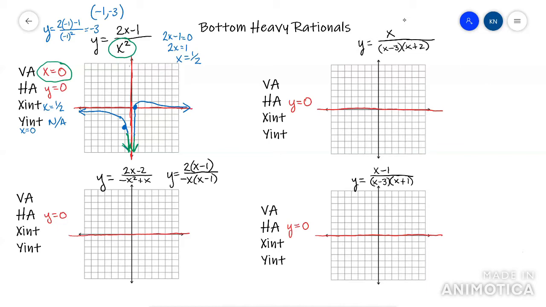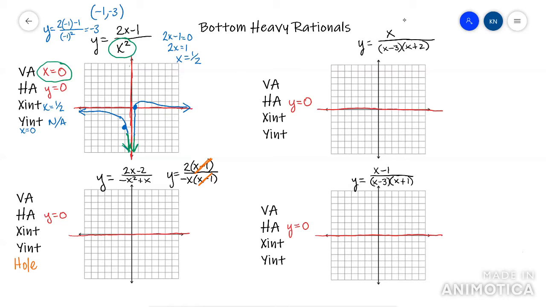So I took out a negative x. The reason is because now I can look at this and realize these are going to cancel. When they cancel, it means I'm going to have a hole. So keep that in mind as we move forward. Okay, let's go down the checklist.